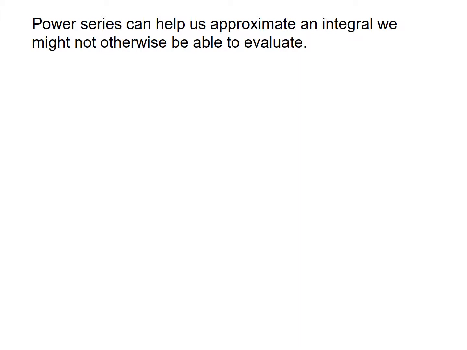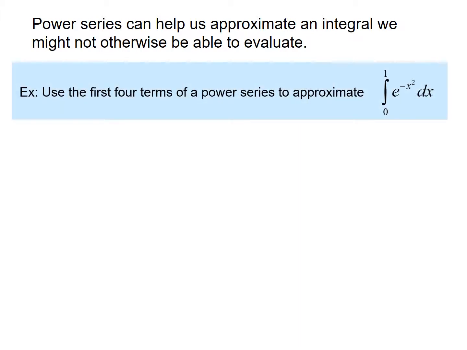One nice application of a power series is it allows us to approximate an integral when we might not be able to evaluate it otherwise. So we're going to use the first 4 terms of the series for e to the negative x squared to approximate the integral from 0 to 1 of e to the negative x squared. Because this is a function that we cannot find the antiderivative for, so we approximate it by turning this into a series. Well, we know the series for e to the power of x.